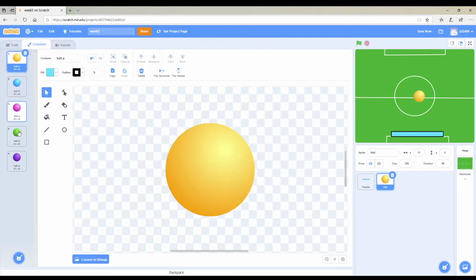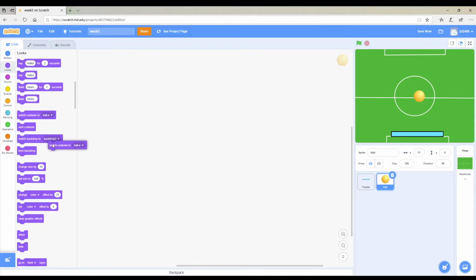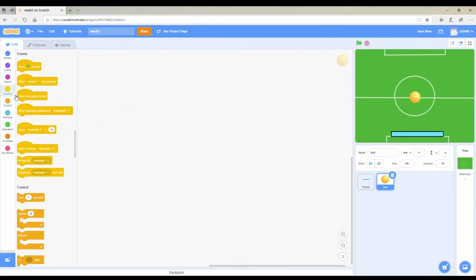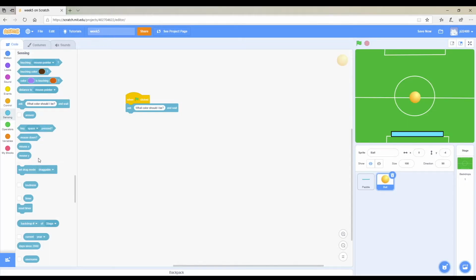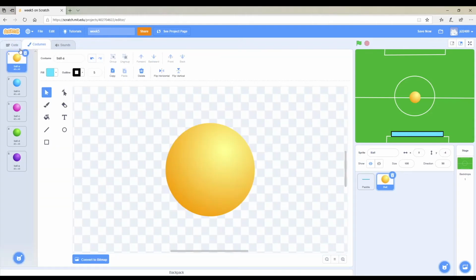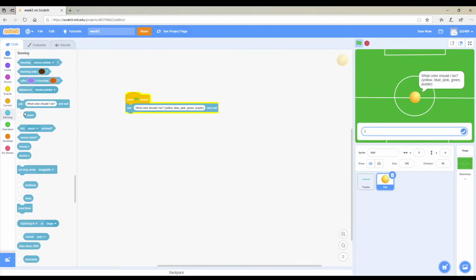So, we have a lot of different costumes to choose from. We've got yellow, blue, pink, green, and purple. The first thing we want to do when flag is clicked is ask the player, what color should I be? And now, we're going to go, what colors are there? So part of the question should be giving you options. Yellow, blue, pink, green, purple. Now you have all the options.